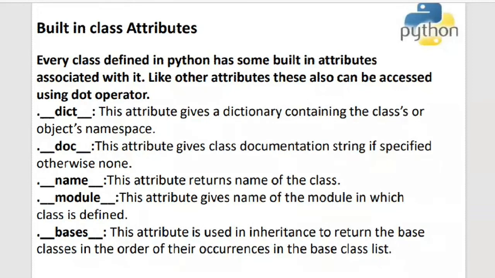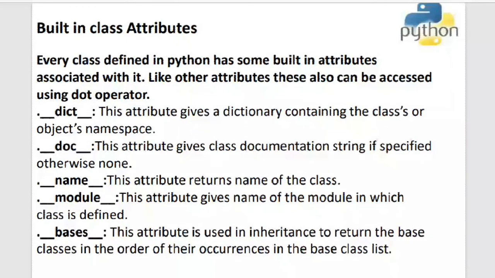And the next attribute is the name attribute. We have seen all these attributes in the modules concept. If you just recall, we have seen all these attributes in the module concept. Okay, now this attribute returns the name of the class. And then module, this attribute gives the name of the module in which the class is defined.